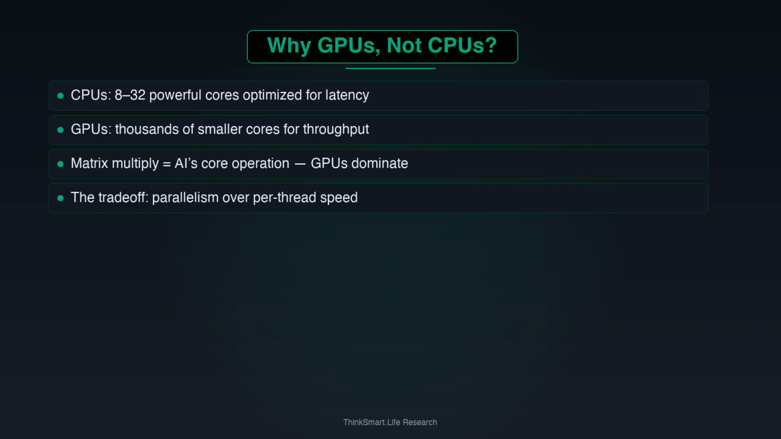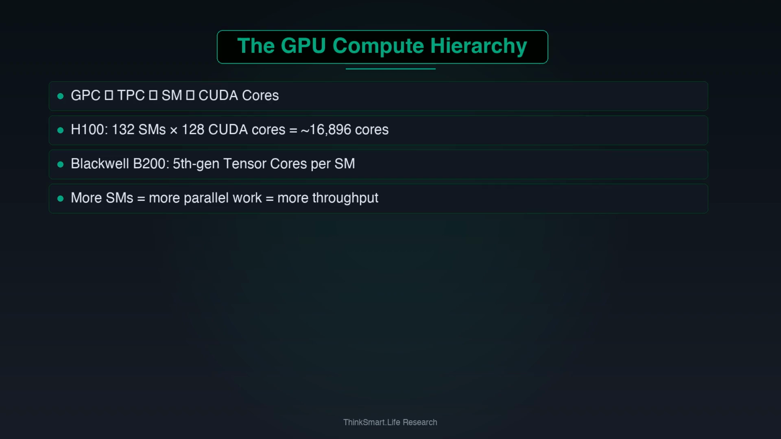Deep learning is, at its core, matrix multiplication, and matrix multiply is fundamentally parallel. Every output element is independent of every other. A GPU with 10,000 cores can compute 10,000 dot products simultaneously. That's not marginal, it's 1,000 times the throughput of a CPU with 16 cores.